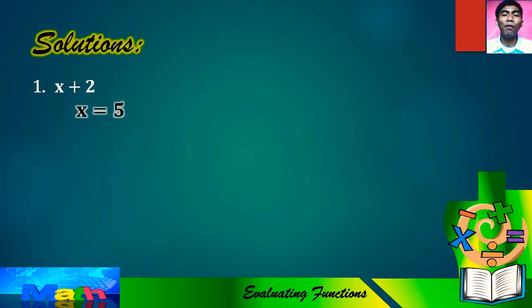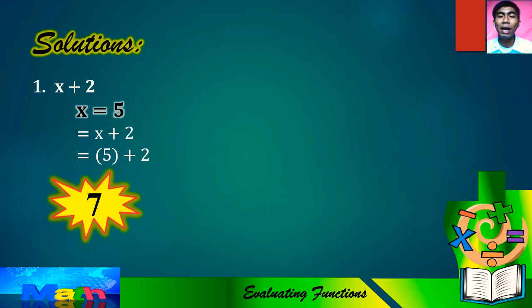Let's evaluate our first expression, x plus 2 at x equals 5. To evaluate the given expression, all you have to do is to copy the expression x plus 2 and substitute the value of x, which is 5, to the given expression. So we have 5 plus 2. And the sum of 5 and 2 is 7.